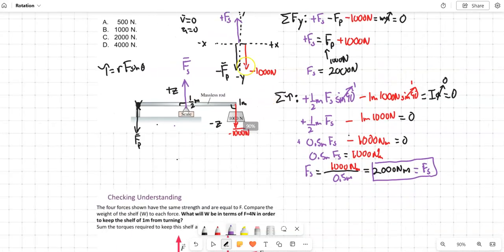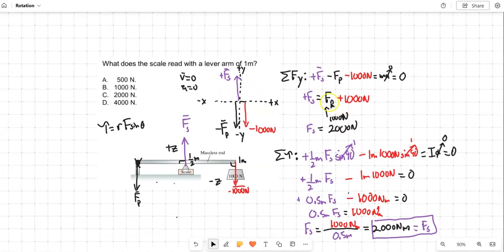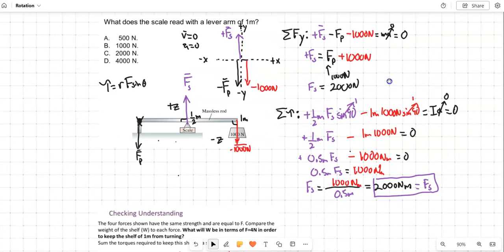So summing our torques is very powerful, especially since we were guessing, and granted it was an educated guess, that this force down here was going to be equal to 1,000 newtons. I was guessing, but I was treating this like a teeter-totter. But sometimes when you sum the forces in the y direction, it fails, especially if you have an unknown. So when it comes to rotation, it's very important to sum the torques.